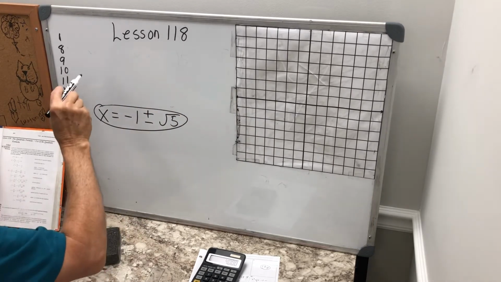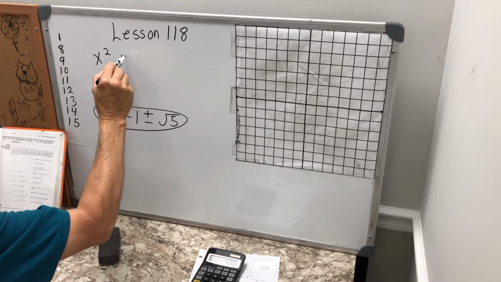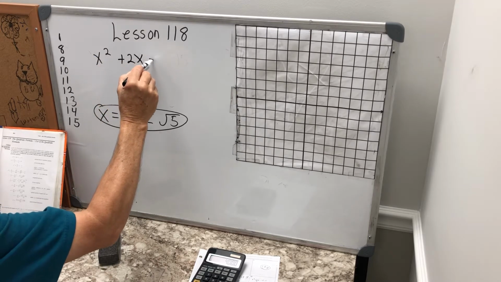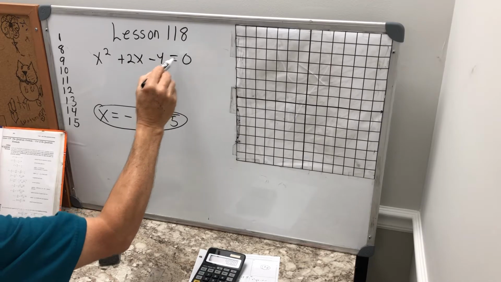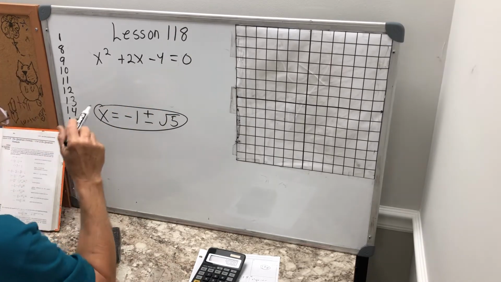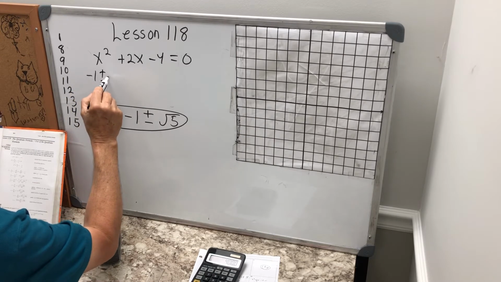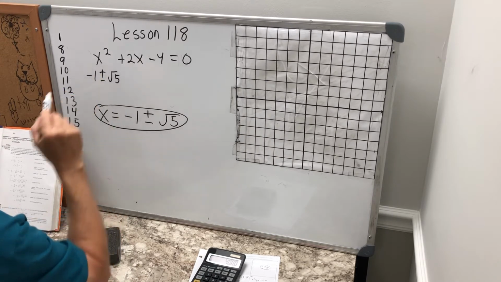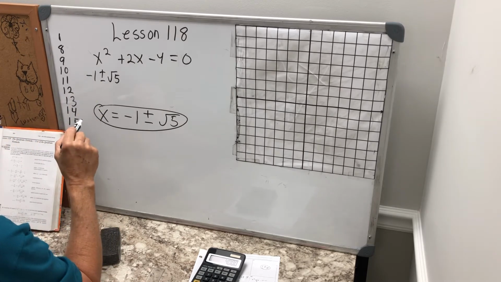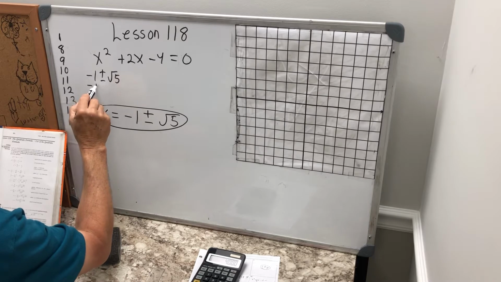The original problem said that x squared plus 2x minus 4 equals 0. So if this x works, then we will come up with 0. X squared, that's negative 1 plus or minus square root of 5. That's x. And how do we square something? Multiply it times itself.